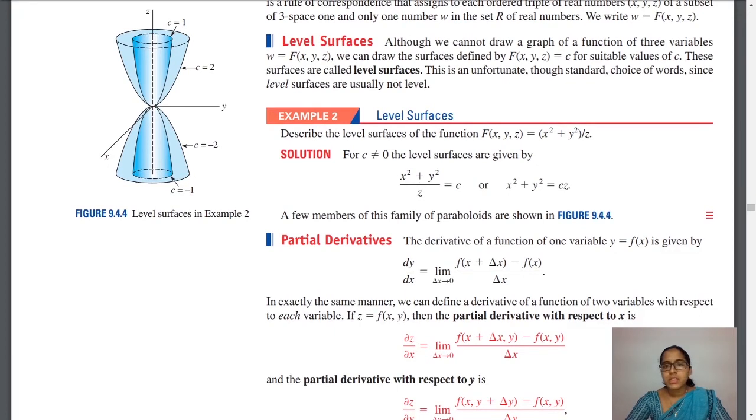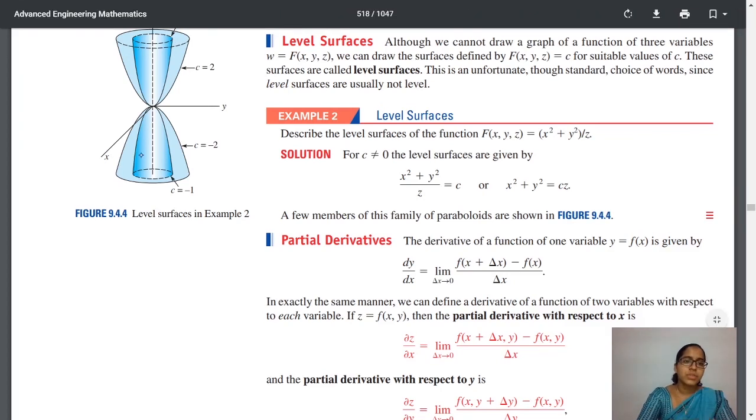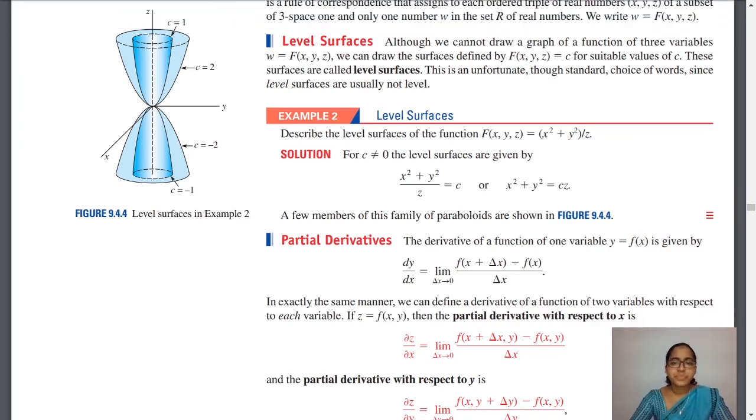Describe the level surfaces of the function f of x, y, z is equal to x square plus y square by z. So for c not equal to 0, the level surface is given by just equating this value to c, that is x square plus y square by z equal to c, or x square plus y square is equal to cz. So some of the members of these level surfaces will be paraboloids. You can see the figure. When c is equal to 1, you will get this portion. C is equal to minus 1, you will get this figure.